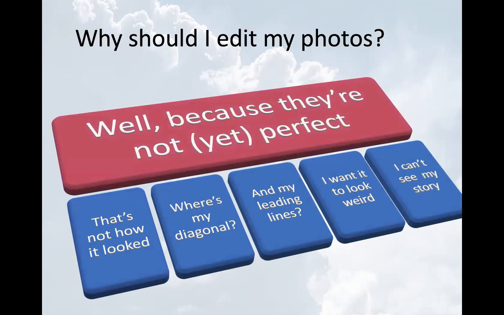It's not how it looked. What's come out of the camera doesn't reflect the way I saw it in the first place. The sky is a different colour. Leading lines, they're there, but they're in the middle. They're not highlighted in the frame. I can't see the story that I thought was there in the picture. How can I emphasise the elements of the scene to make my story clear? I want it to look strange.